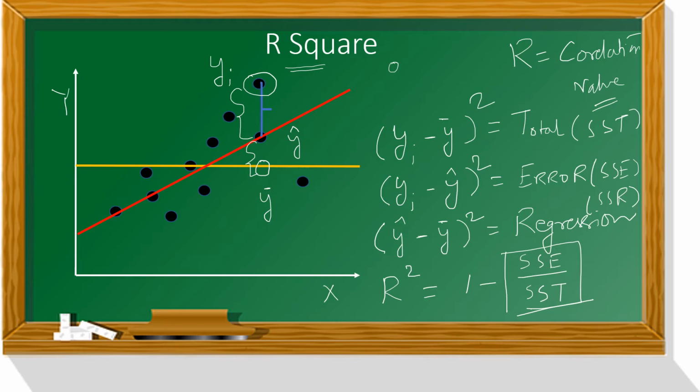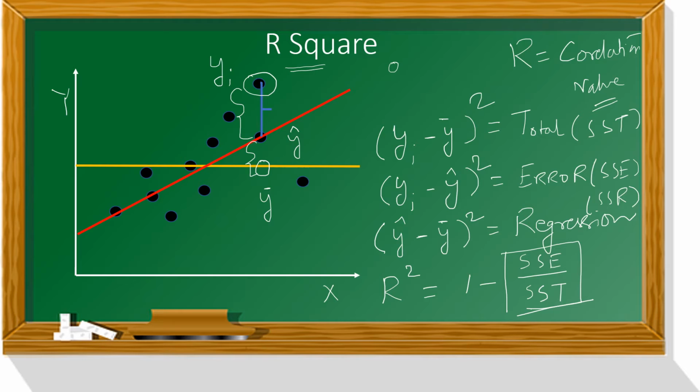This also gives the intuition of how much better the line, this red line, fits the data than the mean line, which is the yellow line. If you are a little bit confused, just hold on for some time. When we do the practical in Excel, things will become even clearer.